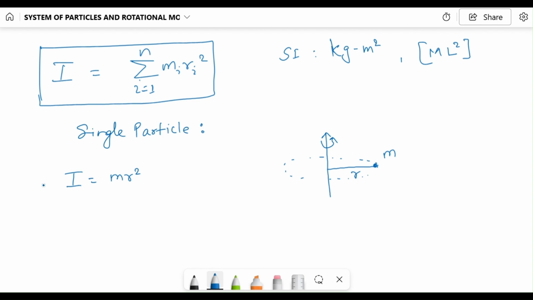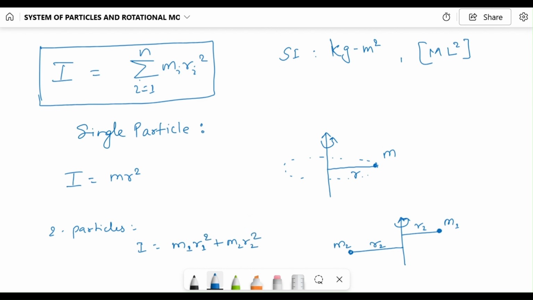Let's say we have two particles. One particle is here at distance r1 and its mass is m1, and there is another particle here, this is the axis of rotation, of mass m2 at distance r2. So we have I equals m1 r1 square plus m2 r2 square.